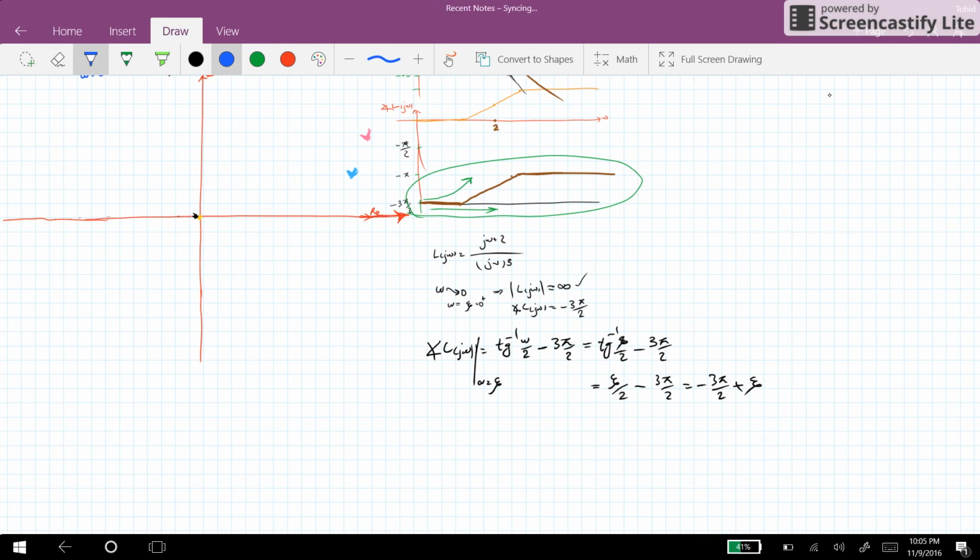Now we can think about the amplitude of L and phase of L of j omega as omega goes towards plus infinity.